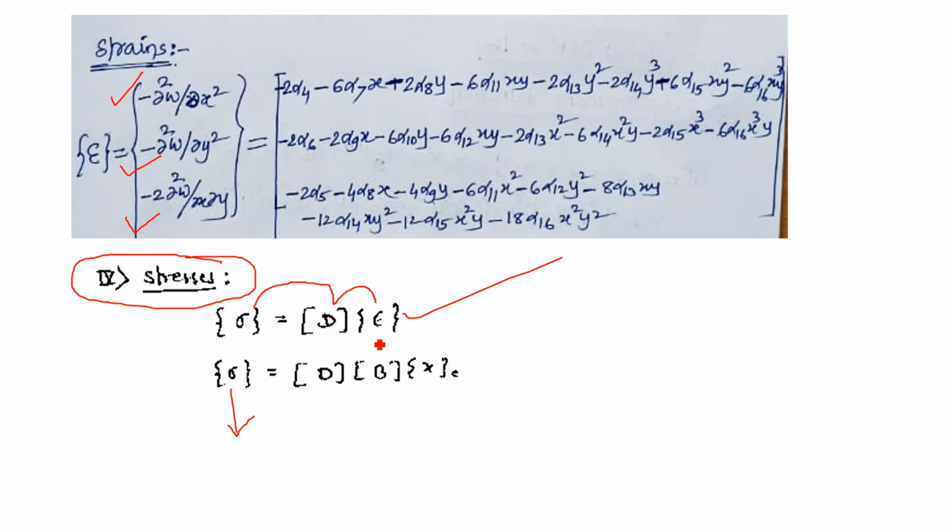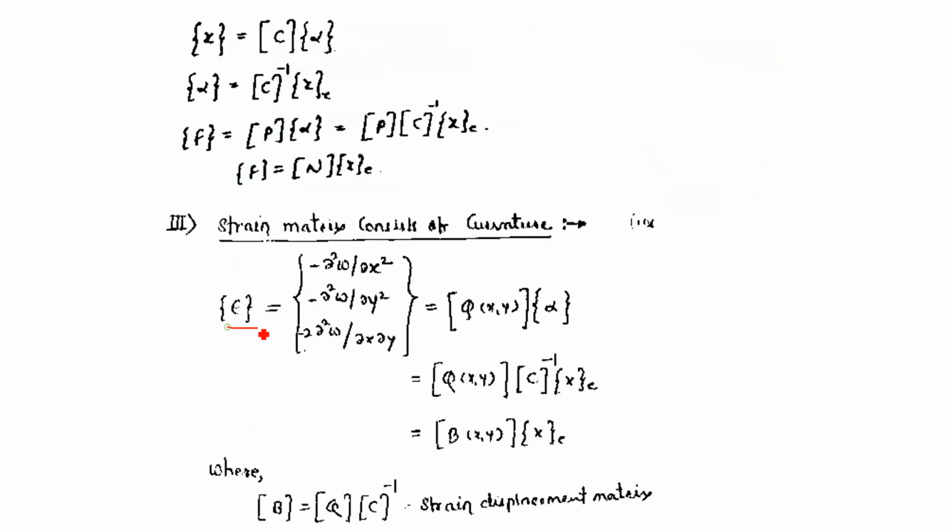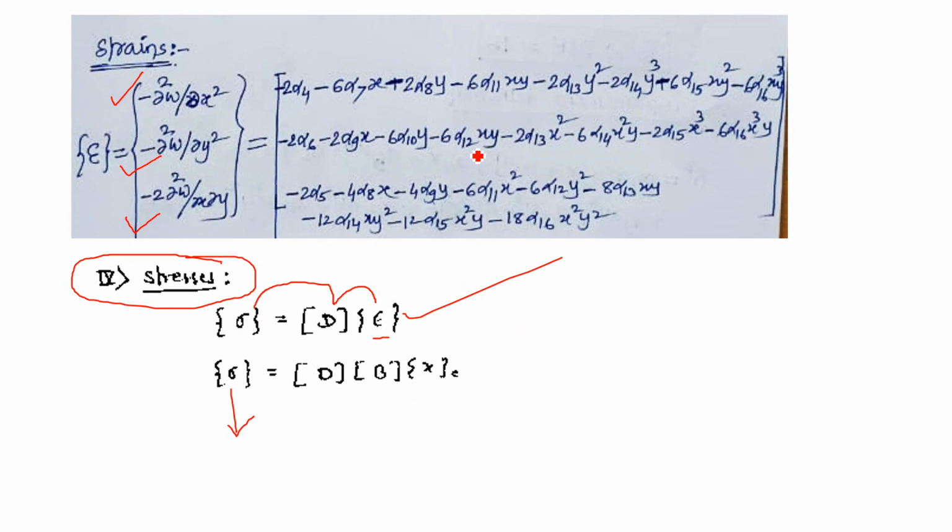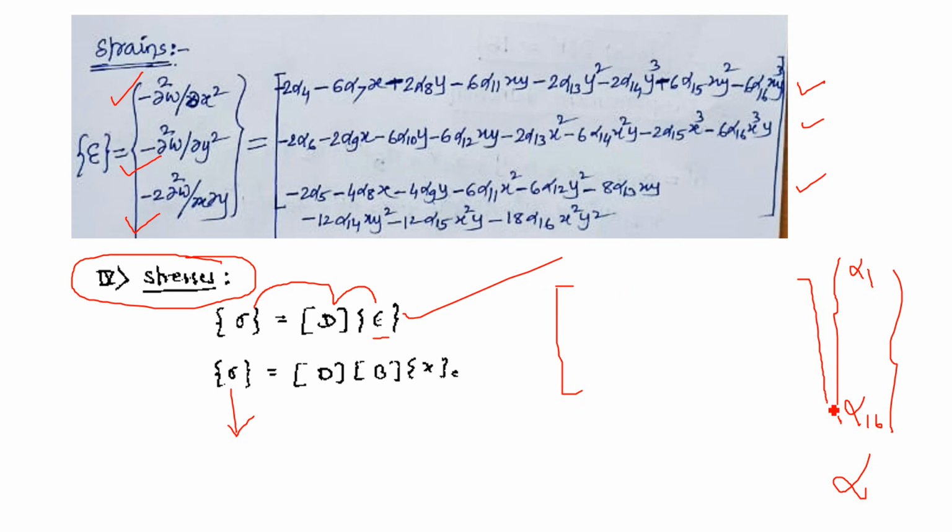Now if you put the value of strain, we have determined these three expressions. If you write them in matrix form, this is called the coefficient matrix, Q matrix, multiplied by alpha. For example, if you write these expressions in matrix form, there will be alpha 1 to alpha 16 generalized coordinates, that is the alpha matrix, and whatever coefficient matrix you get here is called the B matrix, the strain displacement matrix.